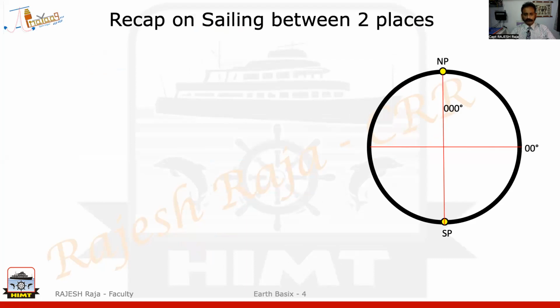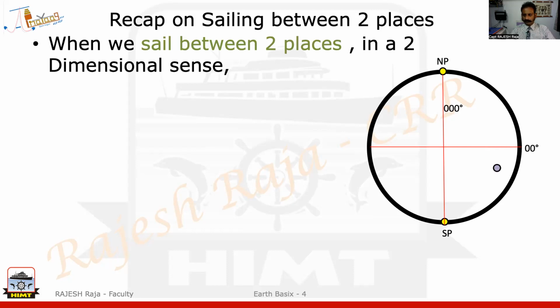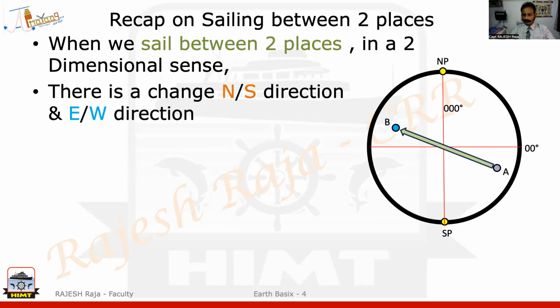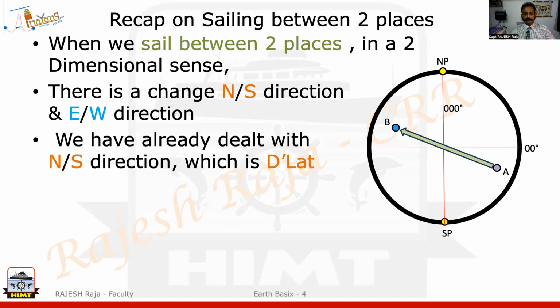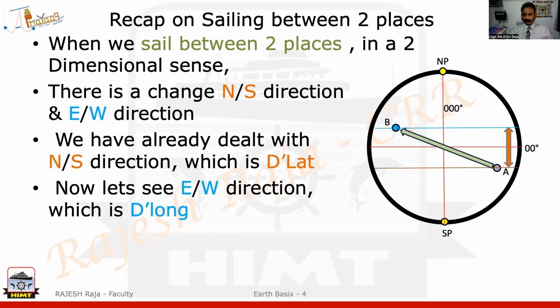Before I go to Dlong, let me do a quick recap on the sailing part of it between two places. We've already seen this. If I sail from A to B, I'll be changing in two dimensions: one is north-south and the other is east-west. We have already done DLAT, and if you remember, we have done mean lat also. This time I'm going to do the east-west part of it, which is your Dlong. Let us quickly look into the definition of Dlong before I start into problems.